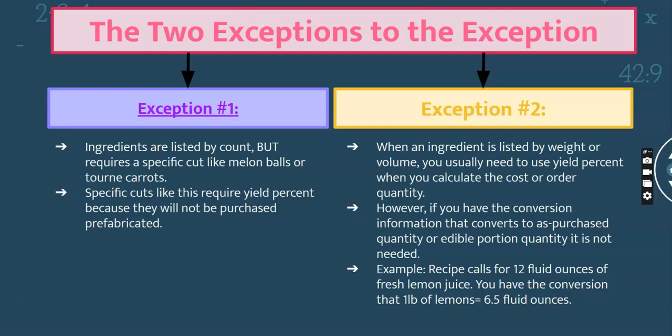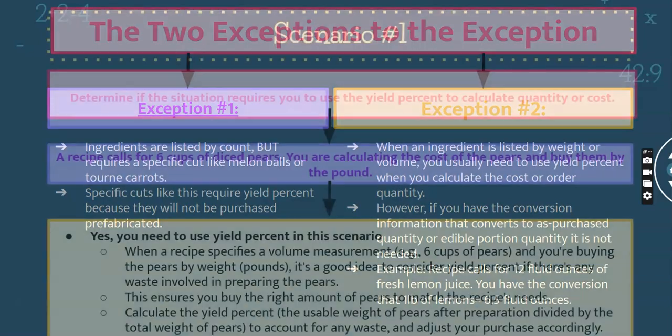So here's the example. The recipe calls for 12 fluid ounces of fresh lemon juice. You have the conversion that 1 pound of lemons is 6.5 fluid ounces. In that case, because you have the conversion, you don't need to buy more because you know exactly how much it's going to yield from that pound of lemons. But not in every situation do you have the conversion information. So, all right, let's do some more practice.